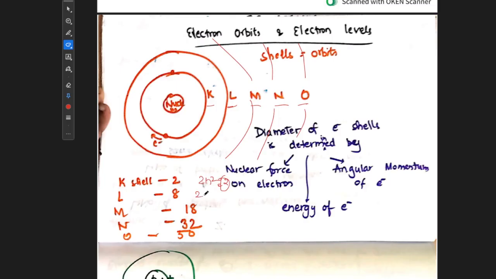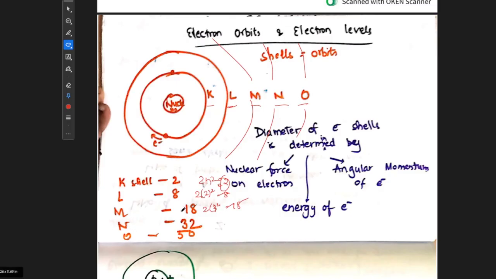Whereas for the L shell, n is 2, so 2 into 2 square is equal to 8. So the L shell can accommodate 8 electrons, whereas for the M shell, n is 3, so 2 into 3 square, that is 18.